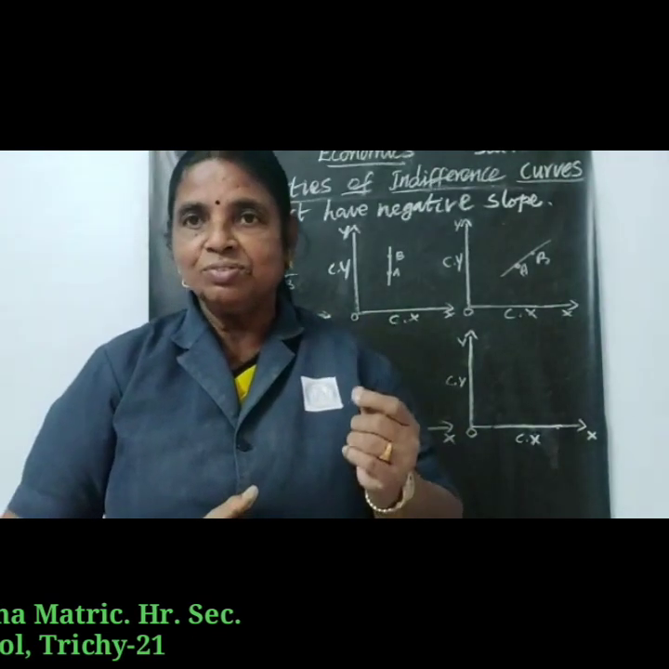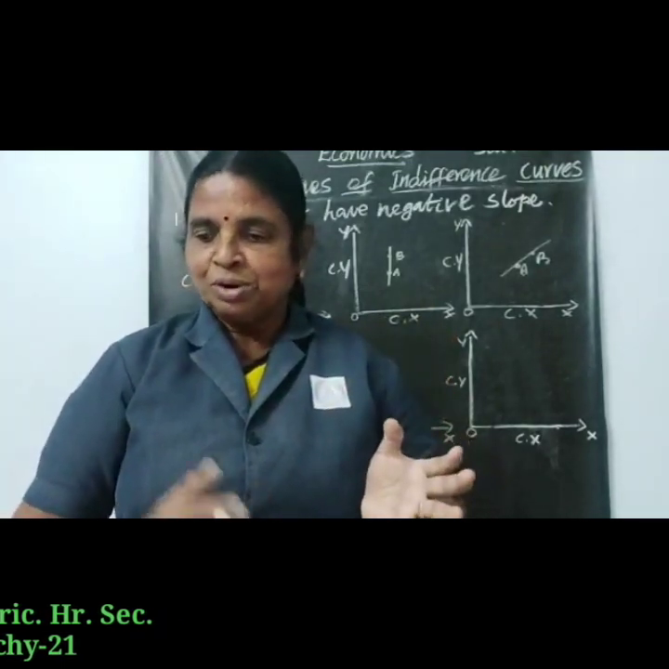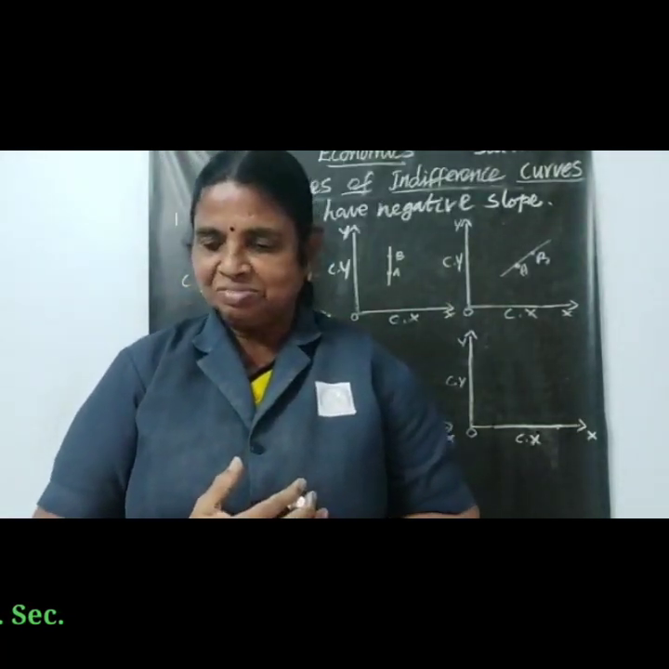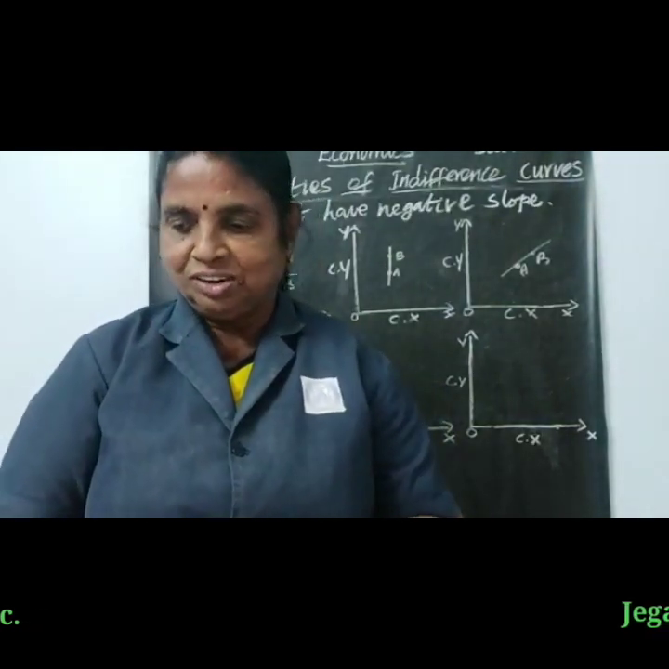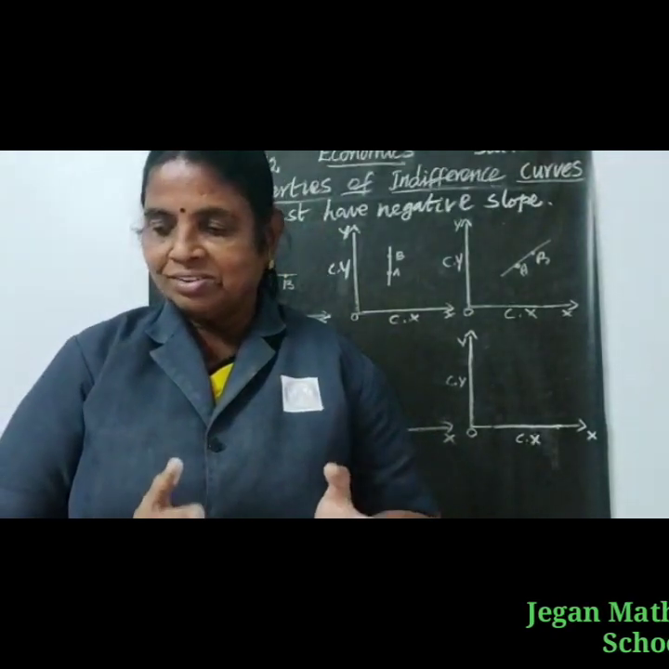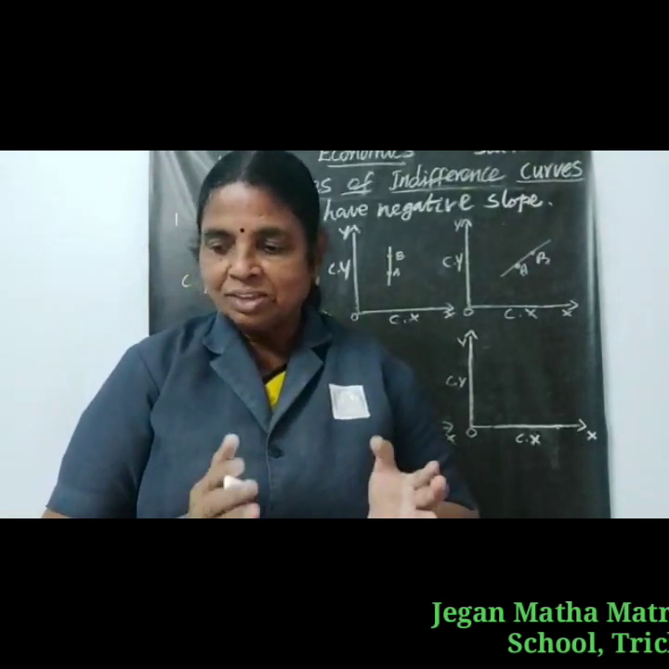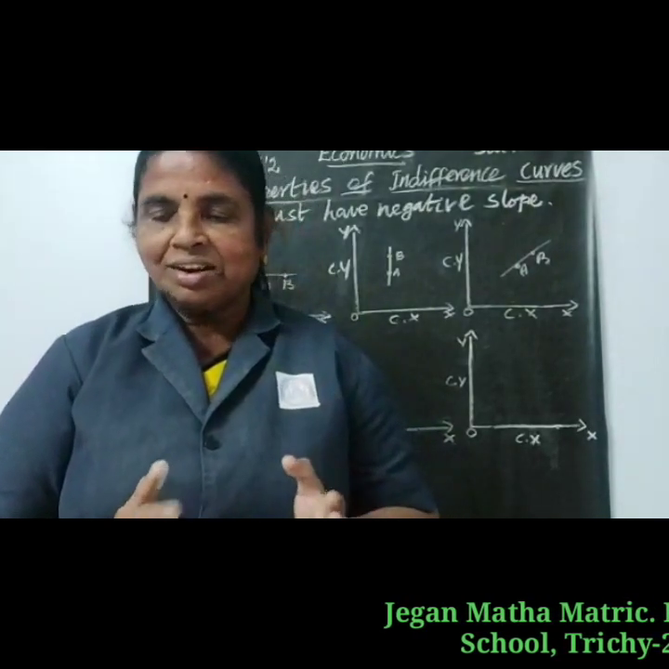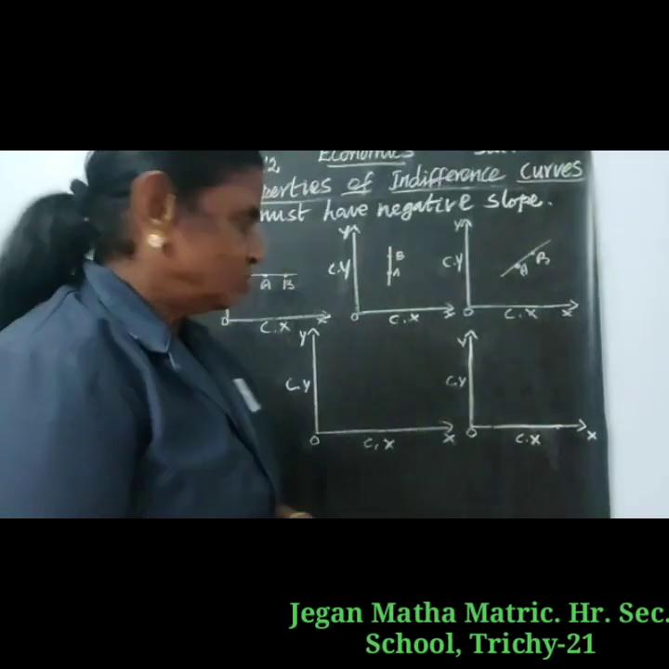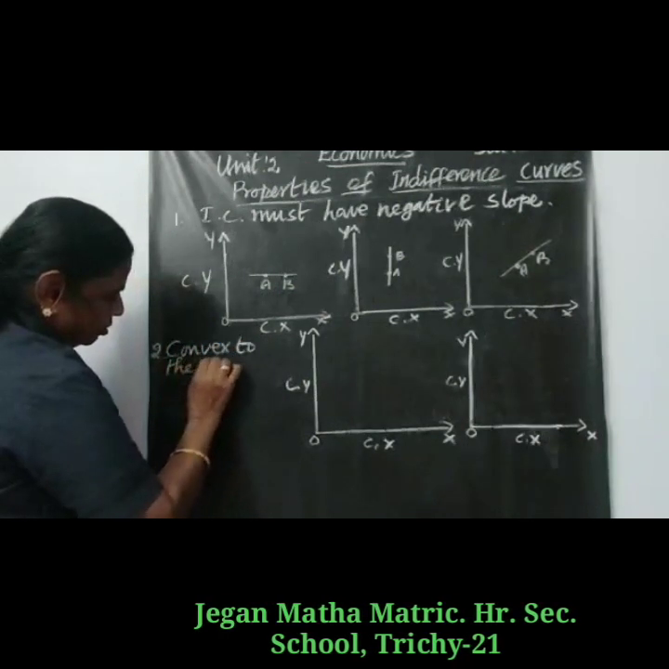Secondly, an indifference curve is convex to the origin. Indifference curves are not only negatively sloped but also convex to the origin. It is implied that not only are the two commodities substitutes for each other, but also that the MRS between the goods decreases as a consumer moves along an indifference curve. So secondly, indifference curves are convex to the origin.